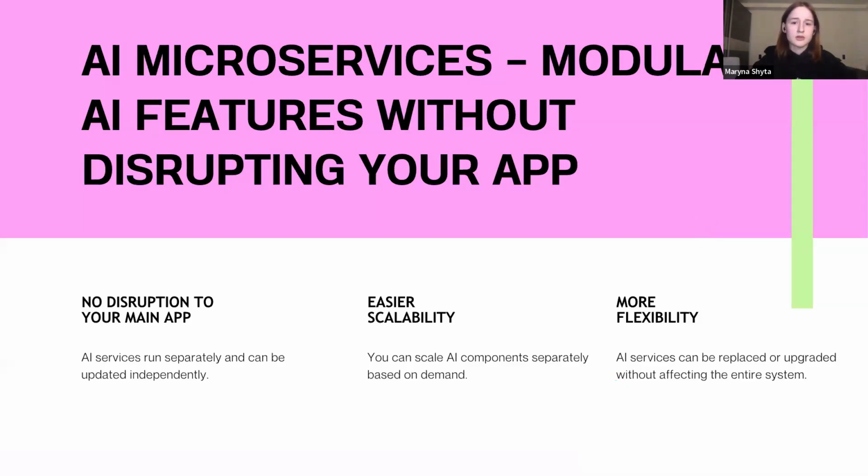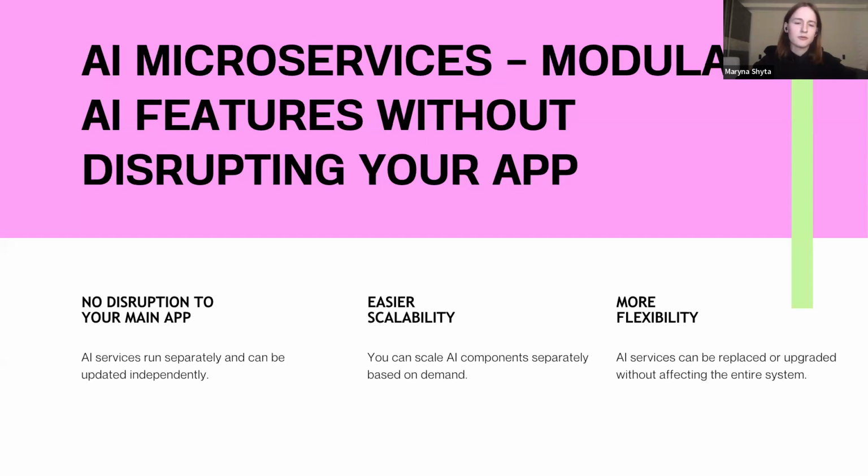AI microservices: modular AI features without disrupting your app. One of the best ways to integrate AI without overhauling your system is by modularizing AI functionalities into independent microservices instead of embedding AI directly into your core functionalities. You deploy it as a separate service that communicates with your app through an API.